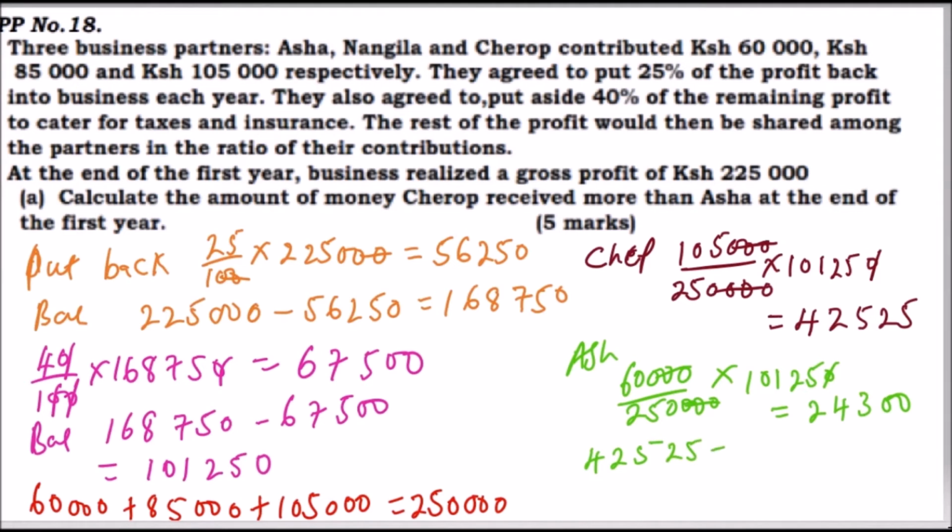So you'll be able to get, since Cherop got 42,525, you minus what Asha got, which is 24,300, and when you compute that, you will be able to get that Cherop got 18,225 more. That is Cherop more than Asha.